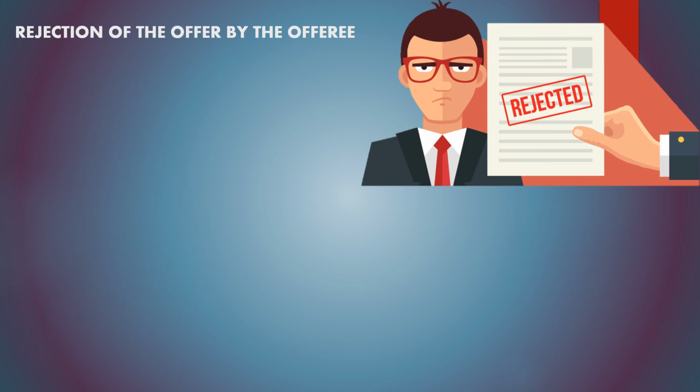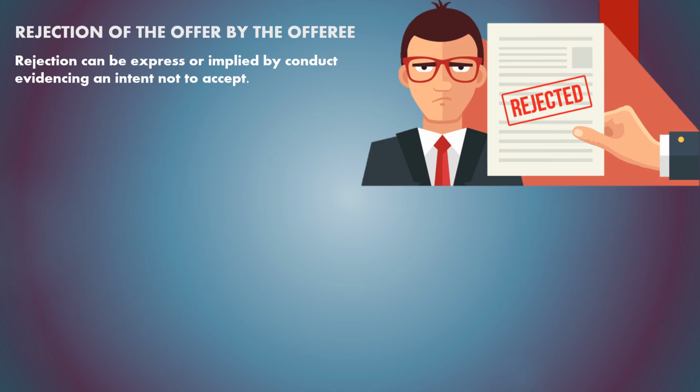Now, the second party to a contract is the offeree. What can an offeree do? The offeree can reject the offer. The rejection can be expressed or implied with conduct, evidencing an intent not to accept. I offer to sell you my car for $5,000. An express rejection would be, no, I don't want it. An implied rejection might be looking at me, looking at the car, you start laughing, and you walk away.